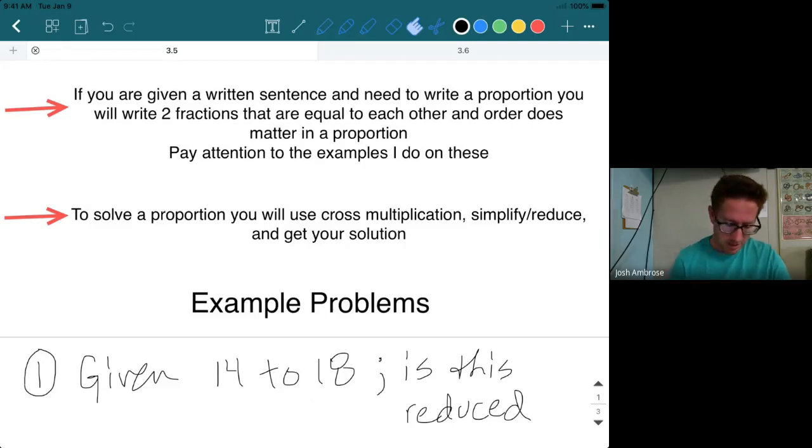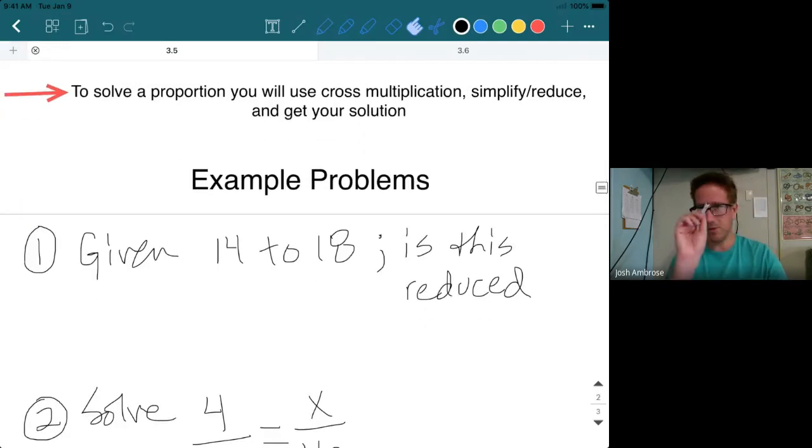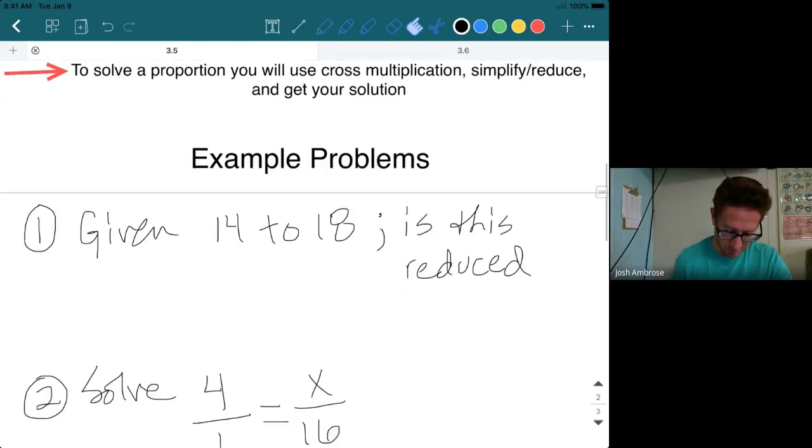All right, so how do you solve a proportion? Don't forget this right here, because it's coming back in the next section. Cross multiplication. So again, a fraction equals another fraction. You cross multiply, and then you're going to simplify, reduce, and ultimately that's going to get you your solution. All right, so let's jump into our example problems here.